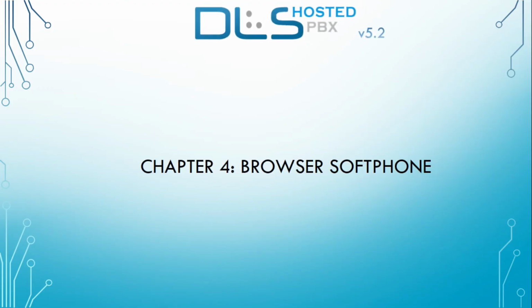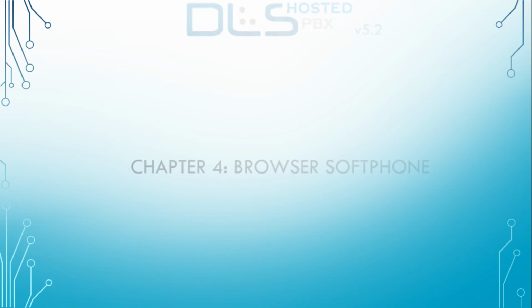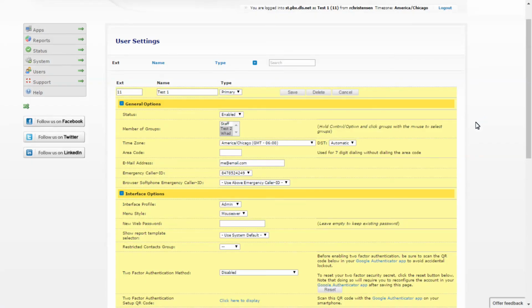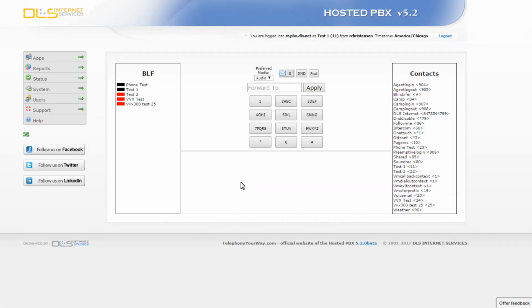Chapter 4, Browser Softphone. Within the User's Preferences section, the browser softphone can now have an emergency profile set for the remote browser softphone user. We have added a button to toggle the Do Not Disturb and Call Forwarding feature. The browser softphone will now briefly keep terminated calls displayed with the termination reason if available.